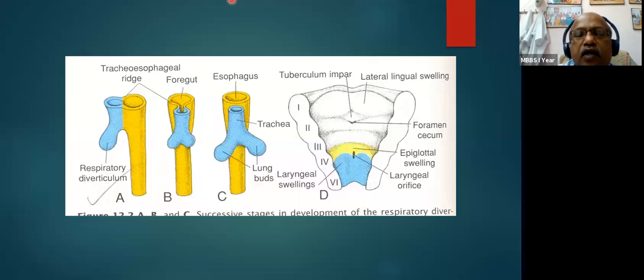I already told you what fistula and sinus mean. Fistula means openings will be there on either end, so the trachea and esophagus communicate. That is called tracheoesophageal fistula. That is the embryological basis of tracheoesophageal fistula: any defect in the formation or fusion of the tracheoesophageal ridges leads to it.